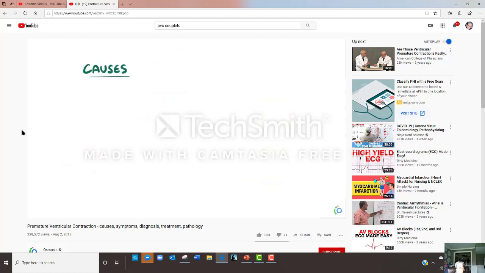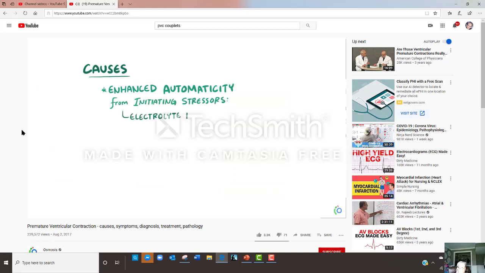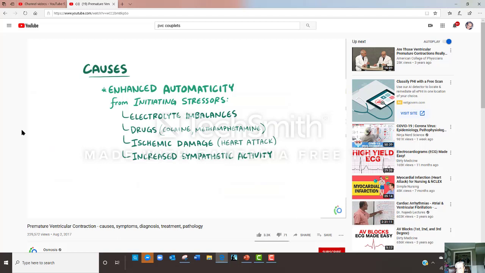One cause of a latent pacemaker cell or cardiac muscle cell depolarizing early is that it gets enhanced automaticity, which might result from irritating stressors like electrolyte imbalances, drugs like cocaine or methamphetamines, ischemic damage like a heart attack, or anything that increases sympathetic activity, like anxiety.